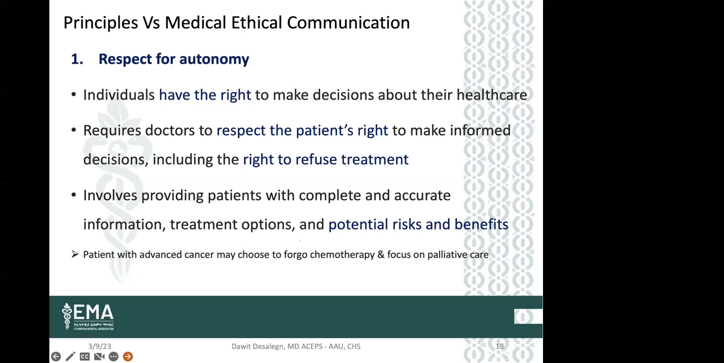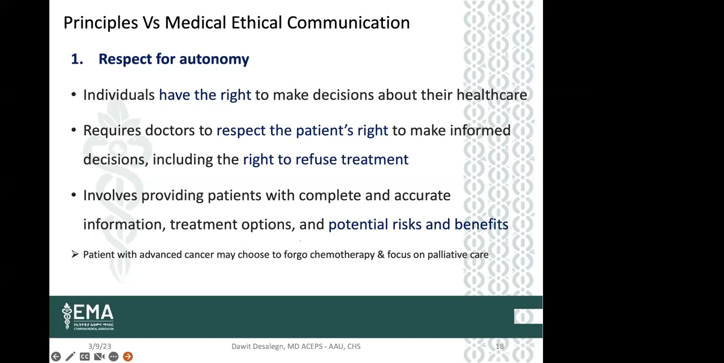So you need not misunderstand the concept of autonomy, because this also impacts your communication. It's not the right for the patient to make decisions on unavailable and unreasonable choices. That means it requires the care providers to respect the patient's right to make informed decisions, but at the same time, the patients have the right to refuse treatment. But this has to be reasonable, and these choices have to be available.